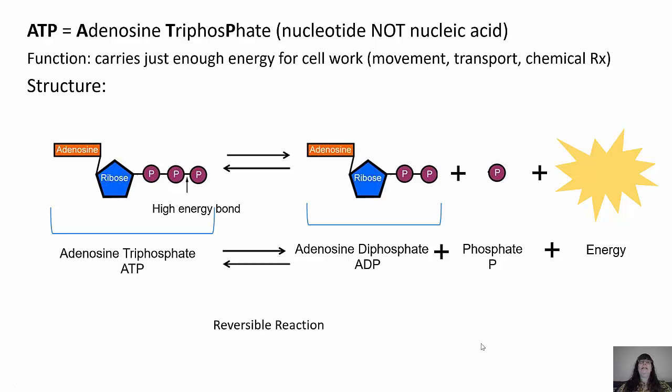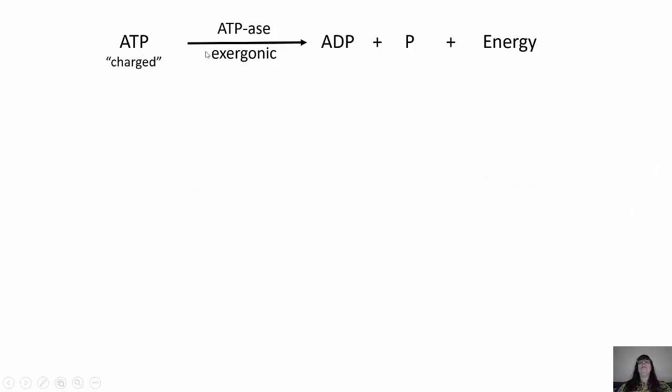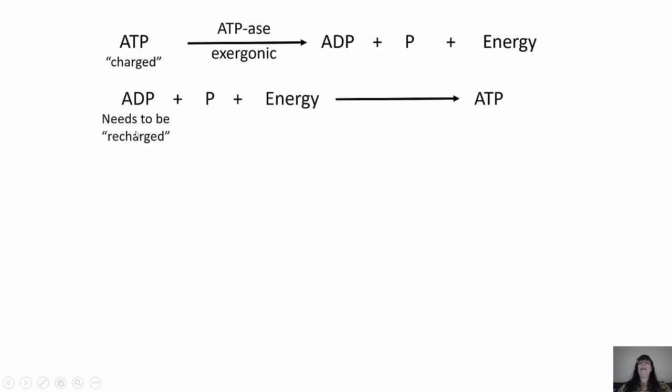And we'll talk more about what happens to this phosphate group later on in the semester. It's a reversible action, and it's actually called the ATP-ADP cycle. So ATP is broken down to ADP and phosphate by ATPase. It is an exergonic reaction, so energy is released. ADP needs to be recharged, so you add the phosphate group and energy to create ATP. ATP synthase is the enzyme that does this. So ATP synthase synthesizes ATP. ATPase breaks down ATP. Okay? And that's endergonic, meaning it requires energy.